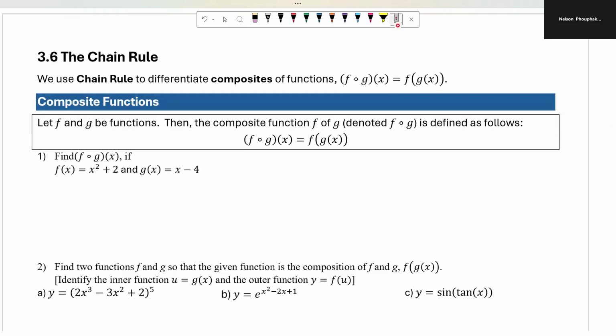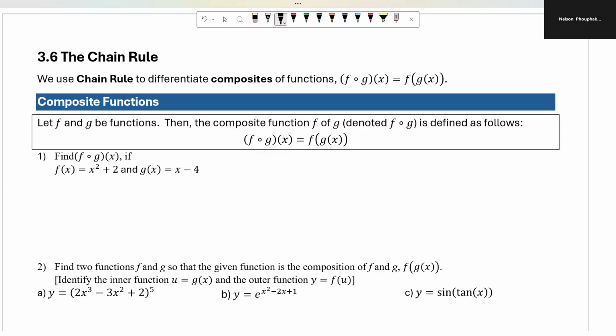So the rule tells us that if f and g are functions, then the composite function f composite g is defined as f composite g of x equals f of g of x. In this case, f is what we call the outer function, and g is the inner function. Now let us look at the following example.